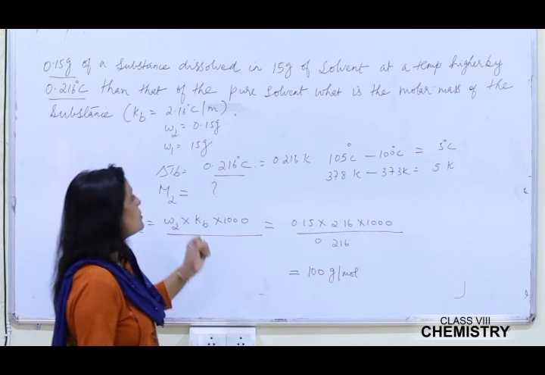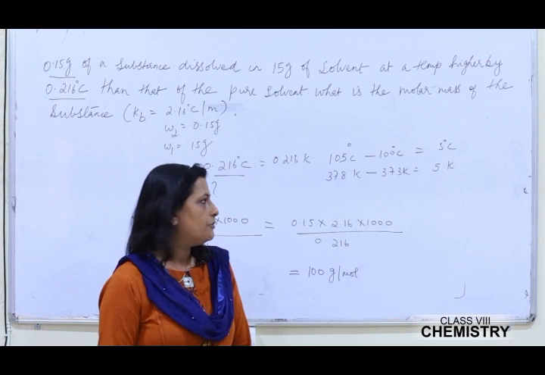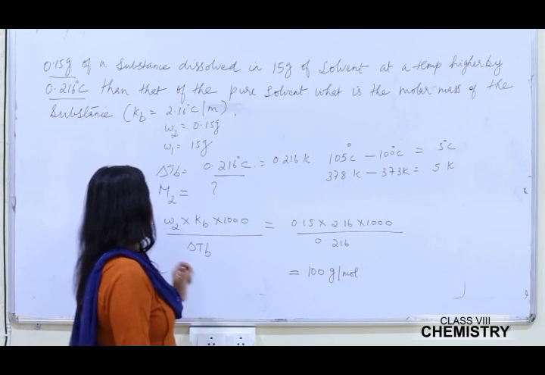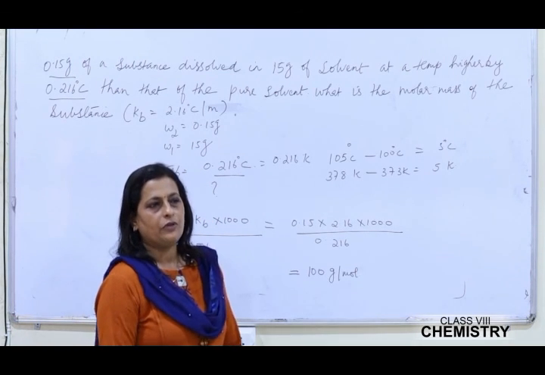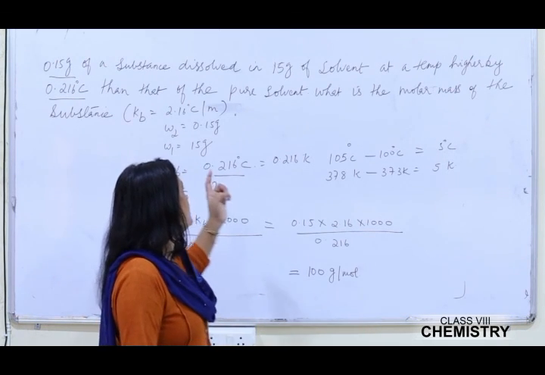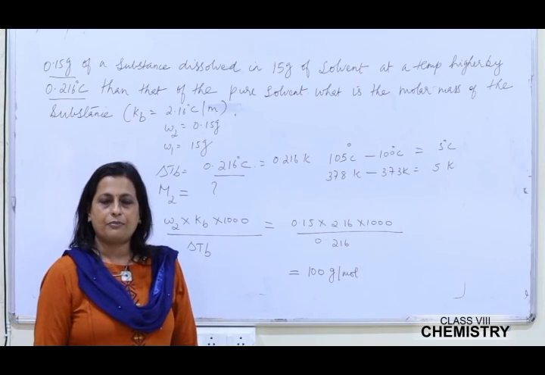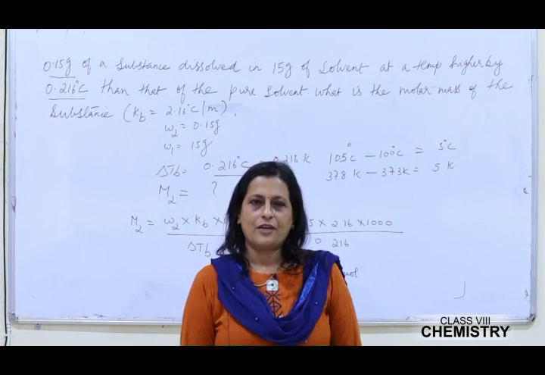Then we derived the expression for calculating the molar mass of the non-volatile solute, and that expression was M2 is equal to Kb into W2 divided by delta Tb into W1. And we just did one numerical. The remaining numericals we'll do in the next class, and you can practice them from your textbook. So today I'm winding up here.